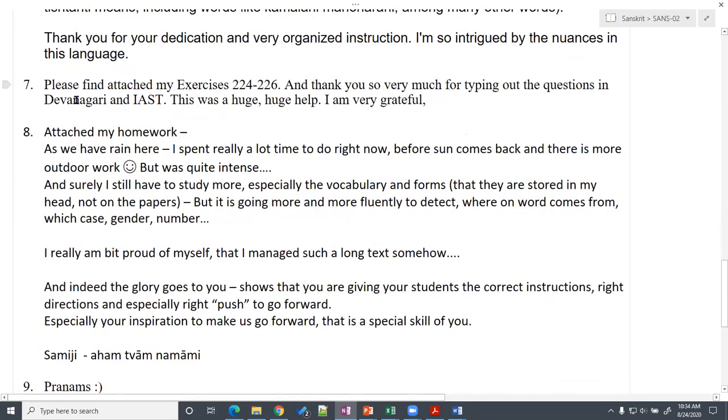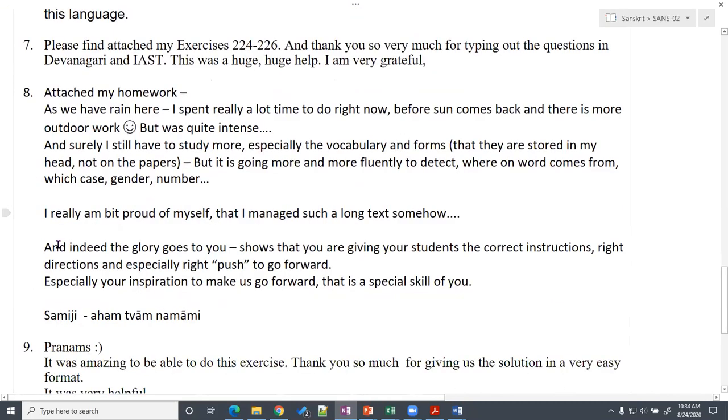So there is a comment here. Please find attached my exercise. I thank you so much for typing out the questions in Devanagari and IAST. This was a huge help. So thank you so much. As I said, all this credit goes to Swami Tapasyananji. He is putting a lot of hard work to make sure that exercises are in place in the format that they are in, along with the solutions.